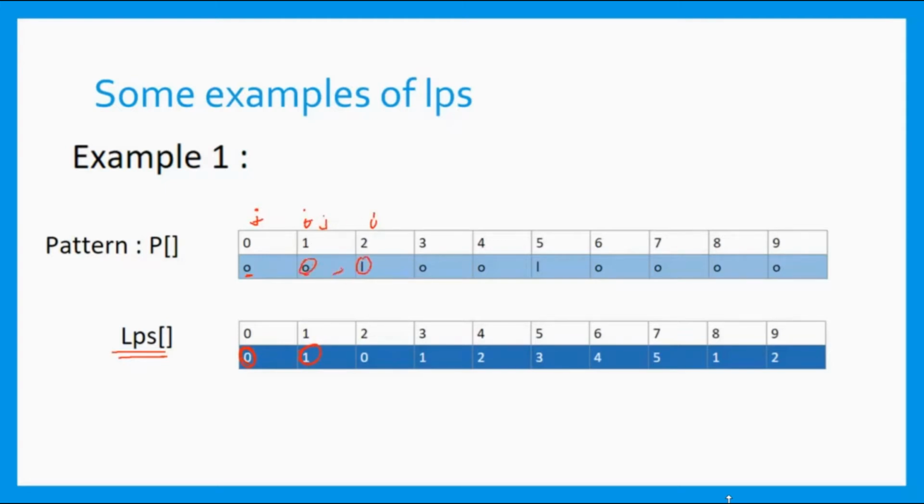We see there's a mismatch. So we take j back to 0 and compare them again. We see mismatch, we store j, that is 0, in our LPS array. Now we increase I by 1. We again compare I and j.